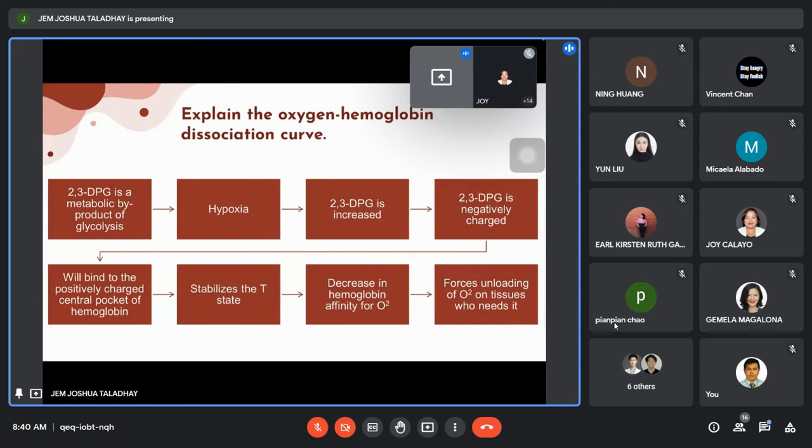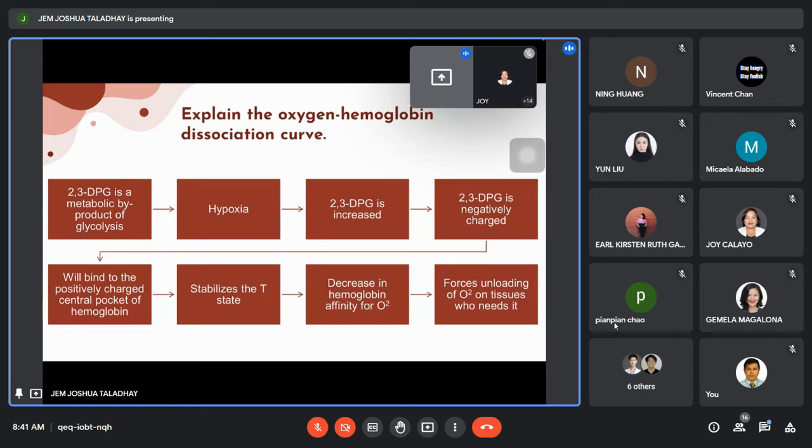Another reason why there would be a shift to the right of the curve is an increase in the 2,3-DPG. 2,3-DPG is a metabolic byproduct of glycolysis. 2,3-DPG is diphosphoglyceric acid, and it is increased in the presence of hypoxia. 2,3-DPG is negatively charged and is therefore attracted to the positively charged center of the hemoglobin.